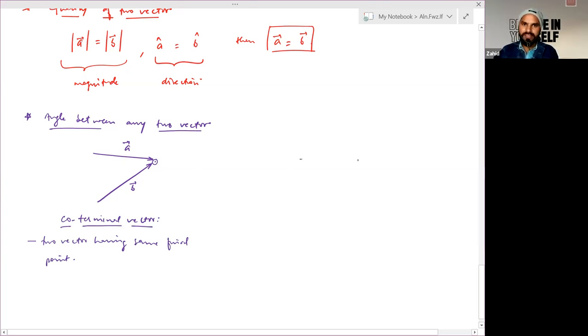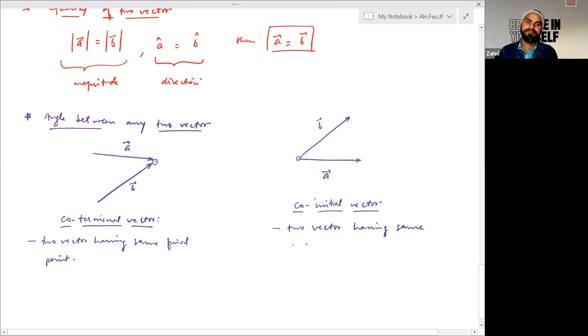Similarly, if one vector is along this direction and the other is along this direction, which means two vectors having same starting point or initial point, it will be termed as co-initial vector. Two vectors having same initial point or starting point.